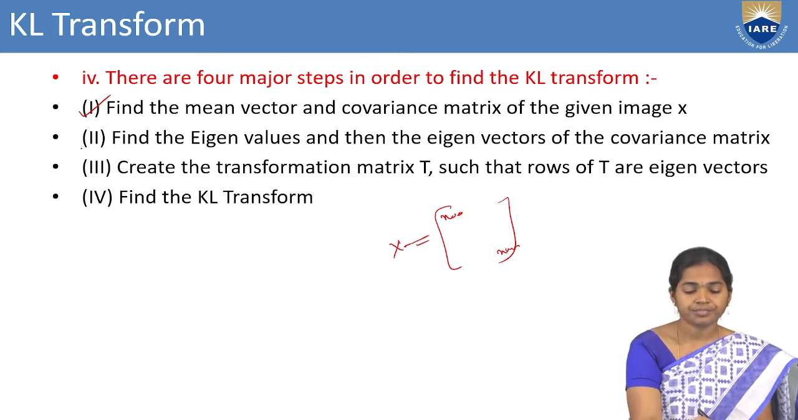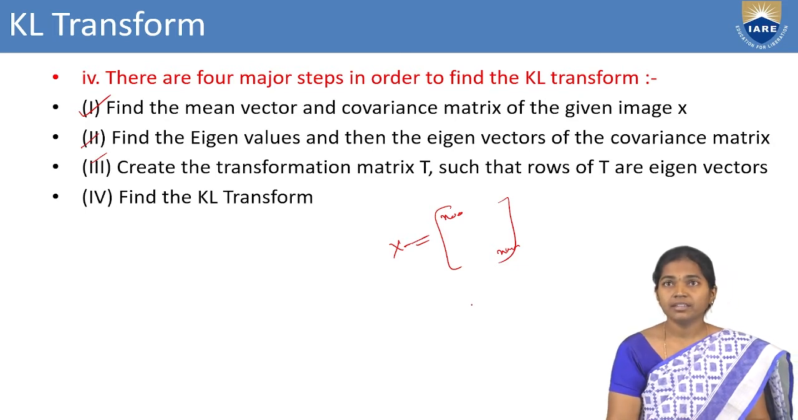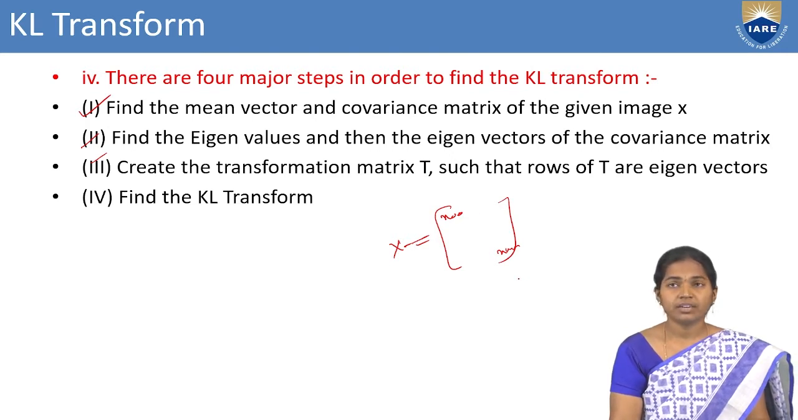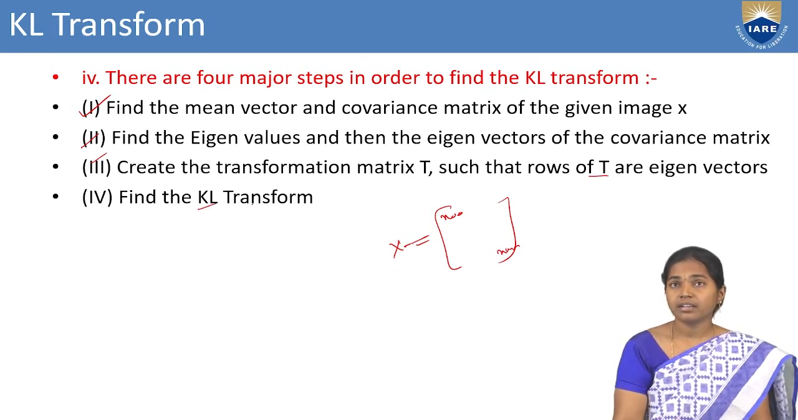And third one, create the transformation matrix T such that the rows of T are eigenvectors. And then find the KL transform.